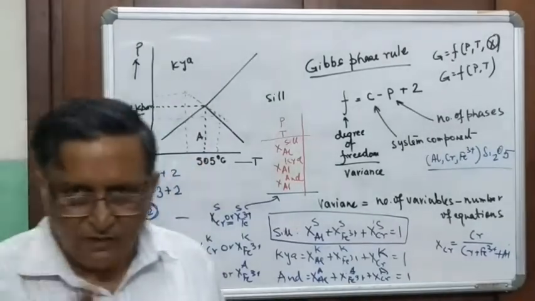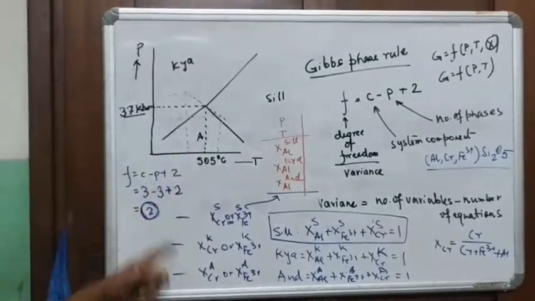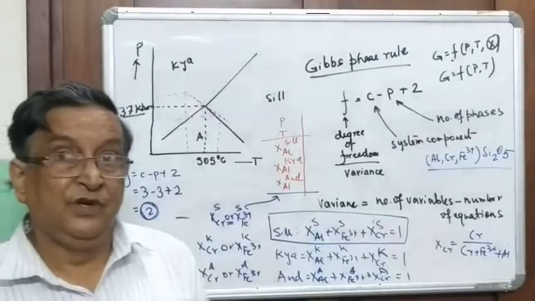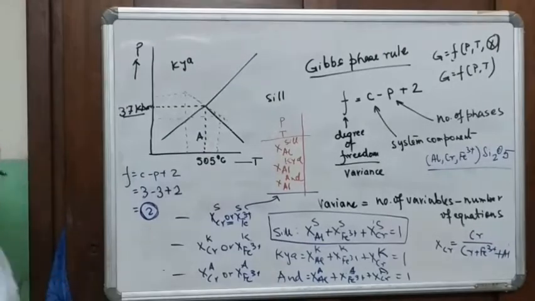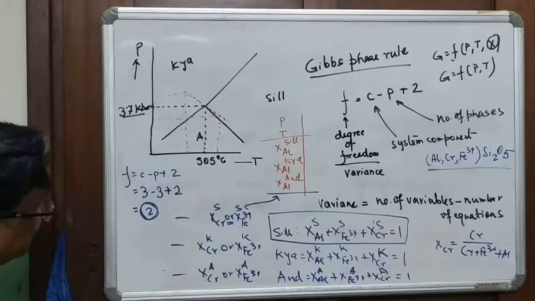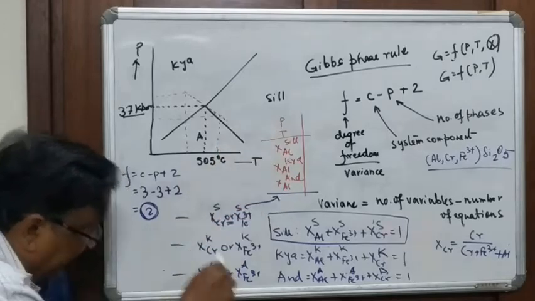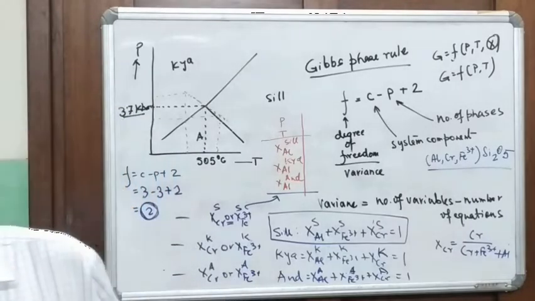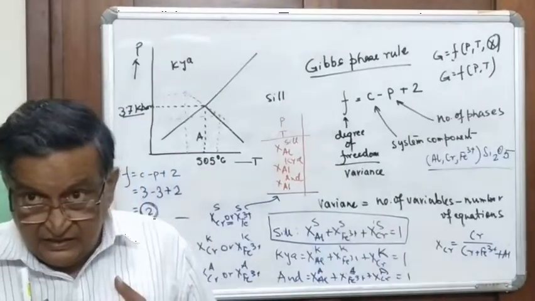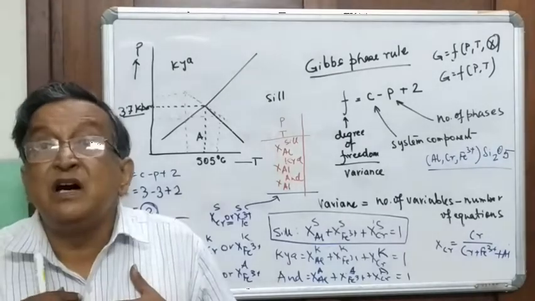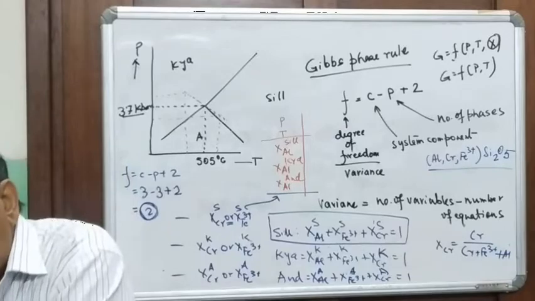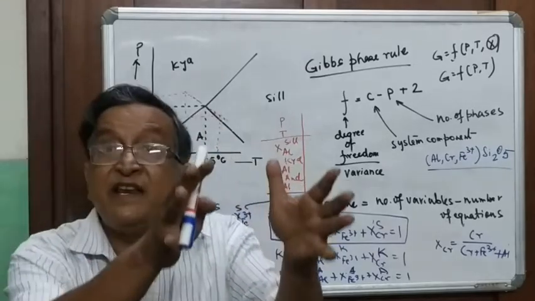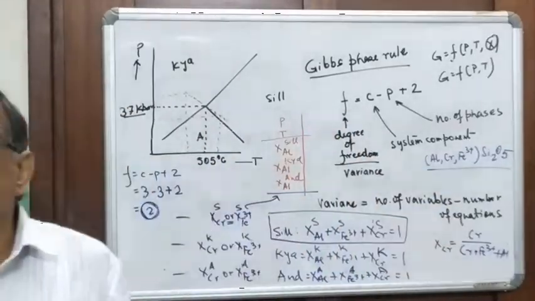That is why system components are crucial. And that is why Gibbs phase rule should be understood as a philosophy, not as an equation. Remember, Gibbs phase rule is only helping you out. It tells you the number of variables that are needed, the number of variables that are unconstrained. Gibbs rule does not tell you which variables can be constrained.